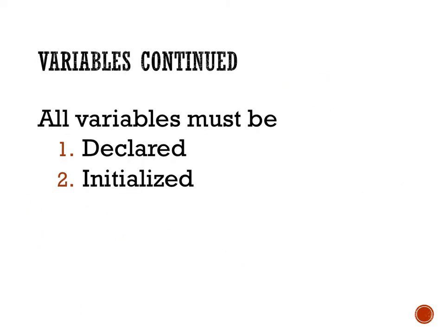So now that we've got basic variable naming down, we're going to talk about variables being declared and initialized. So all variables to start must be declared and initialized before they are used in a program. So we're going to talk about what a declaration is, what an initialization is, and then from there we'll talk about how we can do these in separate statements or in one combined statement.